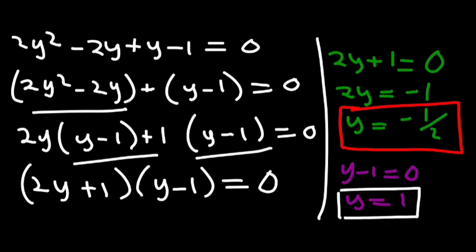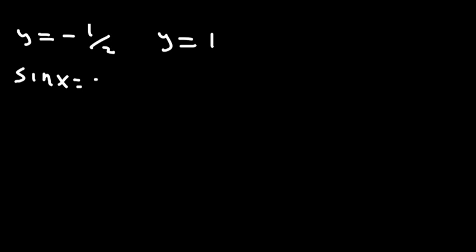Now, you know that y is equal to sine x. So we found the solutions for y, but what about the solution for x? We don't know yet. So we're going to replace y with sine x to find the final solutions. We found that y is equal to negative half and y is equal to 1. So this is the same as sine x is equal to negative half.